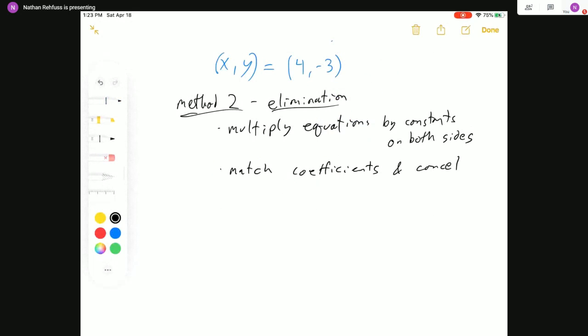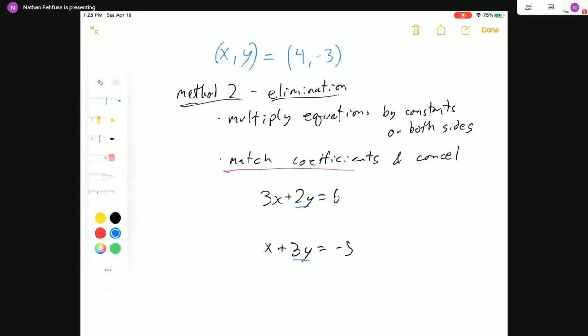Here's what I could do. The key here is matching coefficients, and as usual, we have a lot of choice here. If my system again was 3x plus 2y equals 6, and x plus 3y equals negative 5, maybe I could match up the y's. See, I have two y's here, and I have three y's here, I'd like to have the same amount of y in each equation. Now I can choose, do I want to match up the y's or do I want to match up the x's? It's up to me.